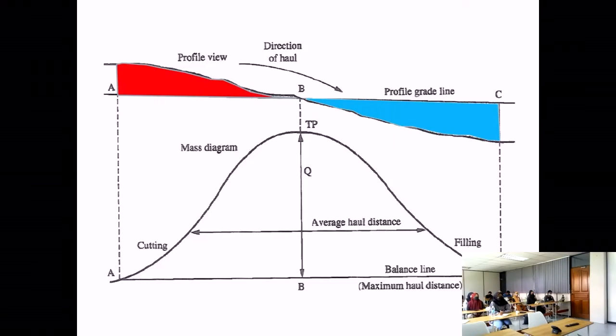Average haul distance or free haul. There is a calculation, I'll show you now. Usually this average haul distance will be determined earlier, in the contract documentation. You will know what the average haul distance will be, what the free haul distance is, and what the overhaul distance allowed is.